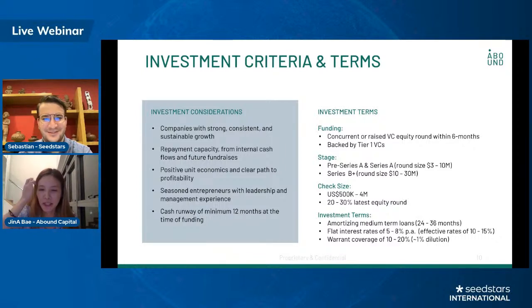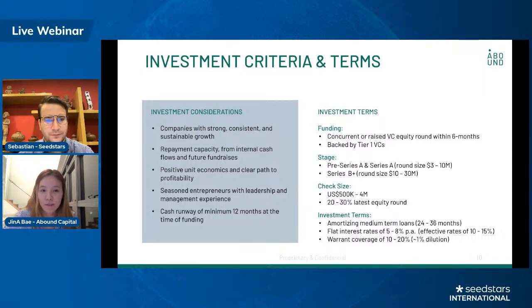So I just quickly put together some investment criteria and terms to give you a little more color on what kind of companies we look for and how we like to work with companies. Broadly speaking, we like to work with companies with strong, consistent, and sustainable growth. In terms of our investment criteria, we also assess our companies much like a venture capital investor across various criteria such as market potential, market risks, competitive landscape, team management, etc.